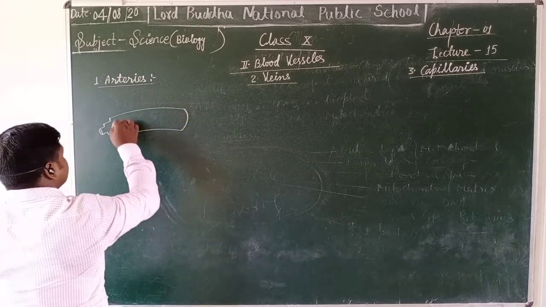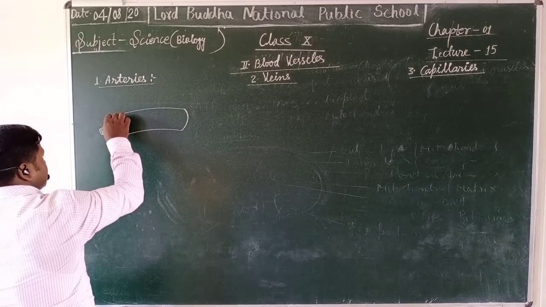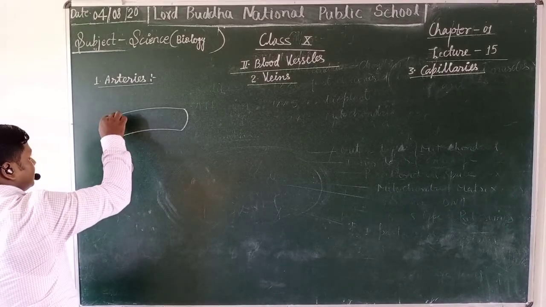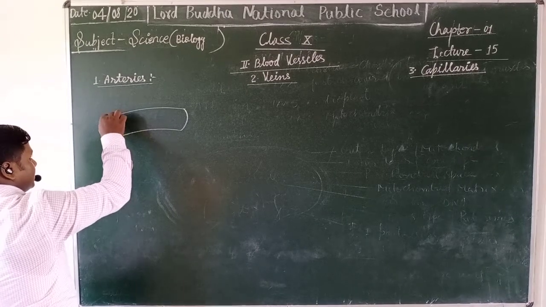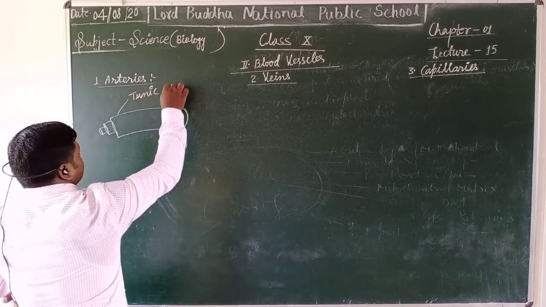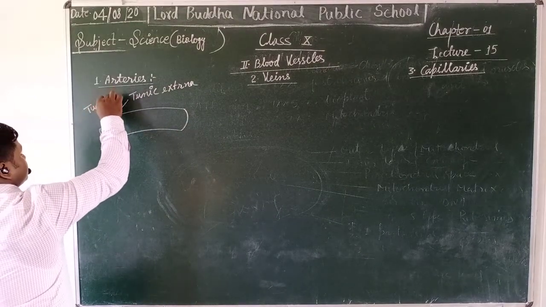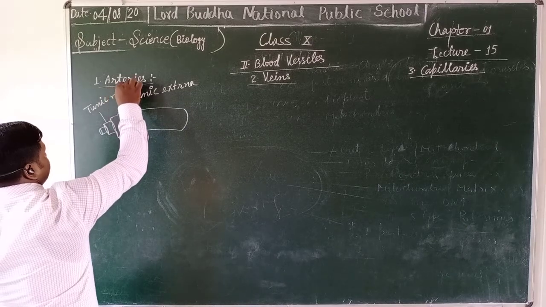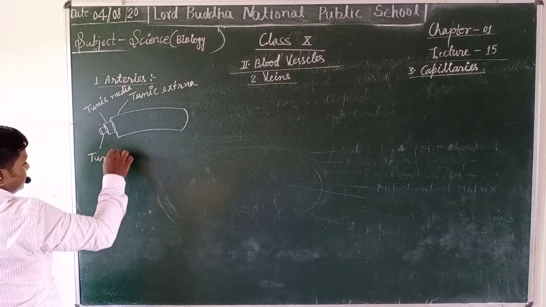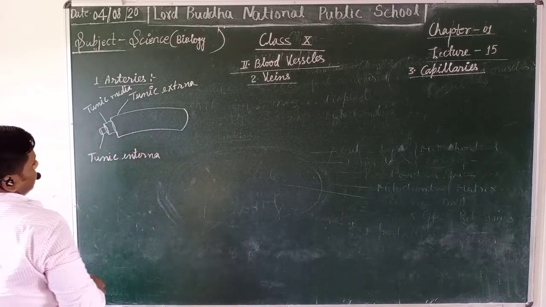And if we take the structure of these membranes with the help of this diagram, then we can say tunica externa, tunica media for the middle layer, and tunica interna for the innermost layer.